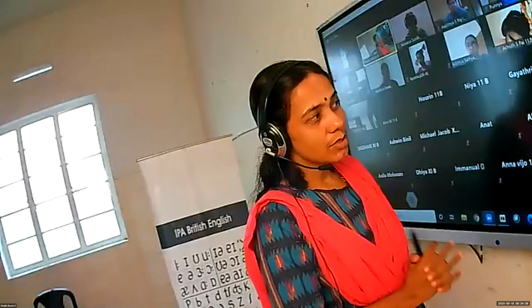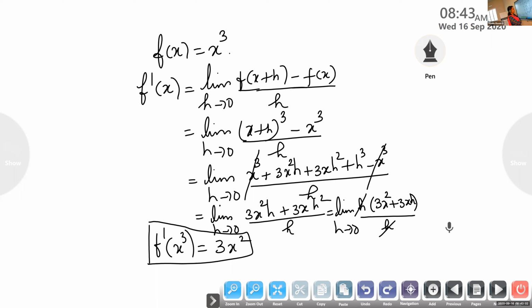And when you take the limit h tending to 0, we will get f dash of x cube is 3x square. Is it clear, children? Is it okay? F dash of x cube is 3x square.